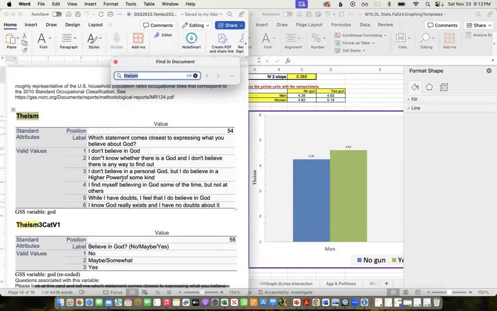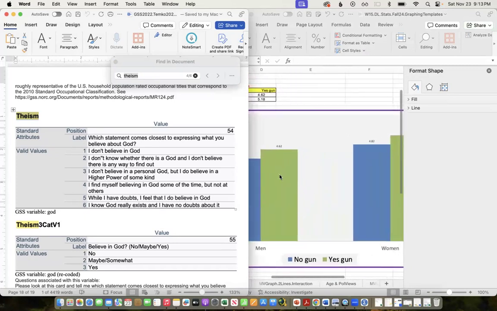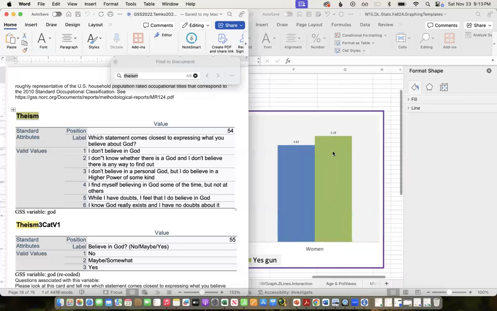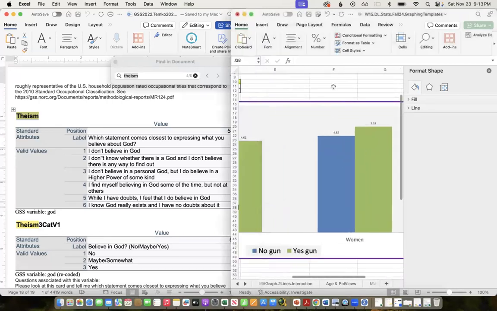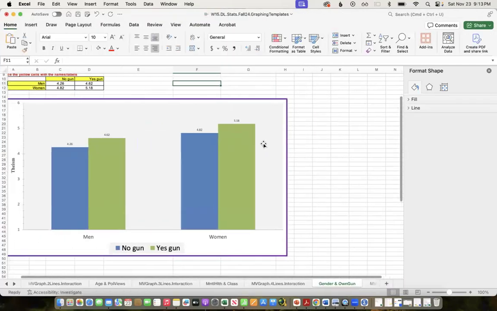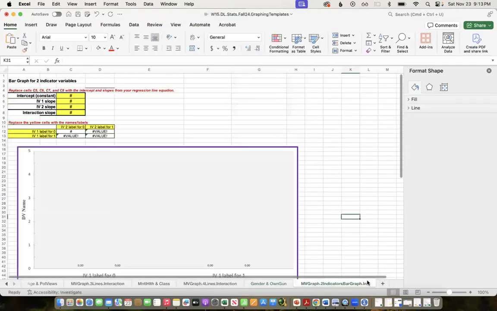So men without a gun are closer to sometimes believing, but in between that and believing with doubts. These two are closer to believing with doubts. And then this one is over believing with doubts, closer to that, but between believing with doubts and believing without doubts. Okay, so that was the one without the interaction.